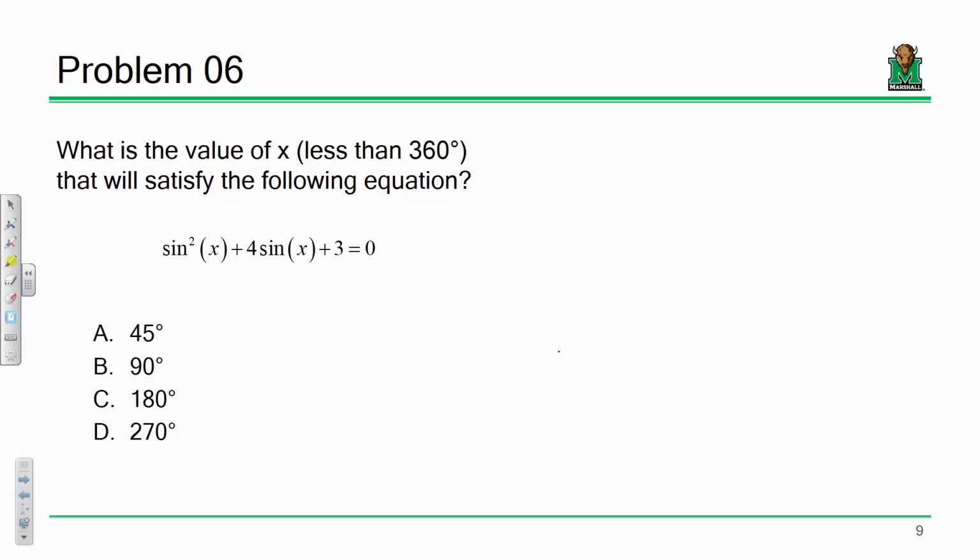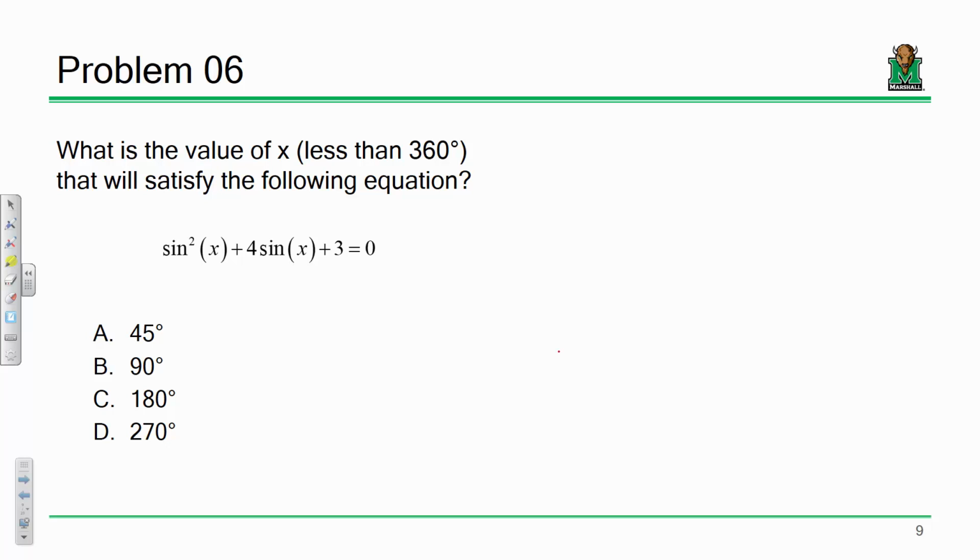What's the value of x that will satisfy the following equation? Okay. I kind of like this problem. First off, I have sine squared plus 4 times the sine plus 3 equals 0. There's a bunch of sines, but what does that look like? I think you were going to say it looks like a quadratic, right? You've got a pile of junk squared plus a number times a pile of junk plus something equals 0.